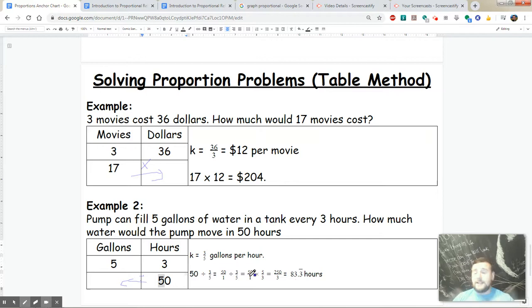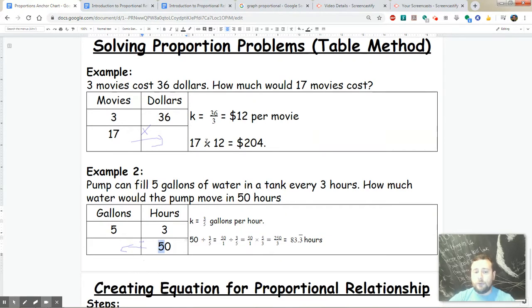And that is how you do it. There's more practice like this that we're going to do in future videos, but you essentially solve word problems using the table method. And I like to do it this way a lot. So I'll see you on the next video where we're going to talk about the last skill, which is creating an equation for a proportional relationship.